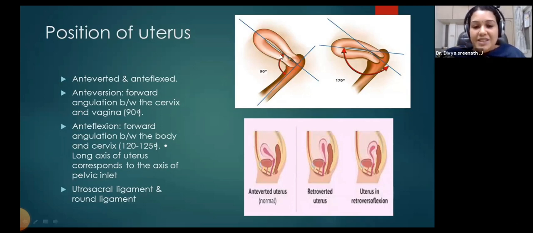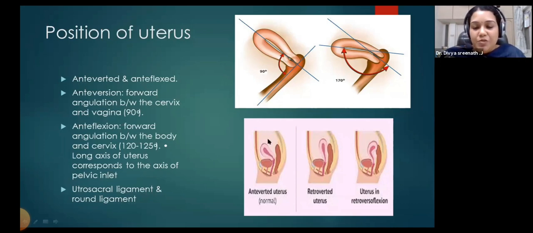The angle of anteversion and angle of anteflexion are maintained mainly by two ligaments. One is the uterosacral ligament. The name itself says the uterus is tied to the sacrum. Another is the round ligament. The round ligament comes from the corner of the uterus, where the fallopian tube is attached. From the corner of the uterus it is pulled like this, and the uterosacral ligament pulls it like this. This pull from both sides keeps the uterus in the anteverted and anteflexed position.